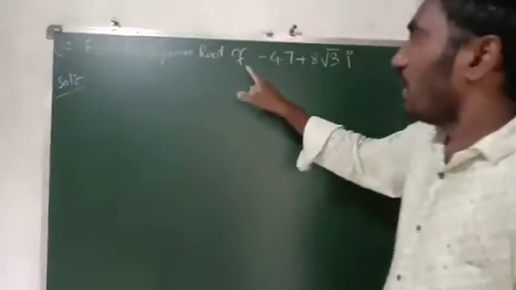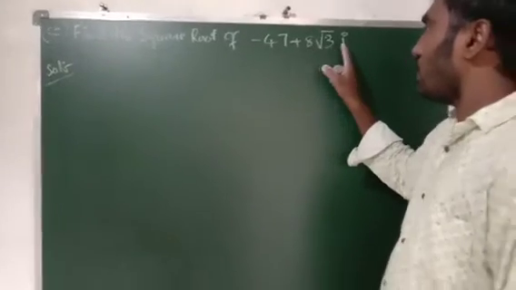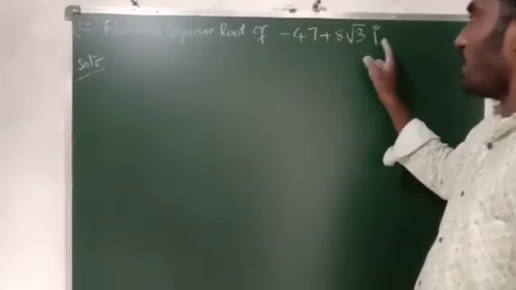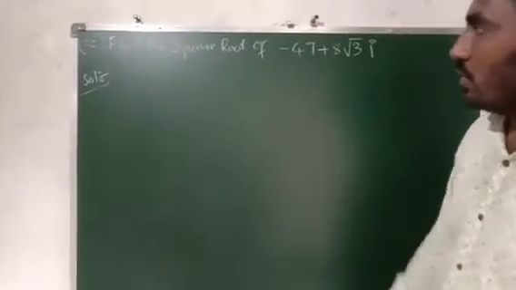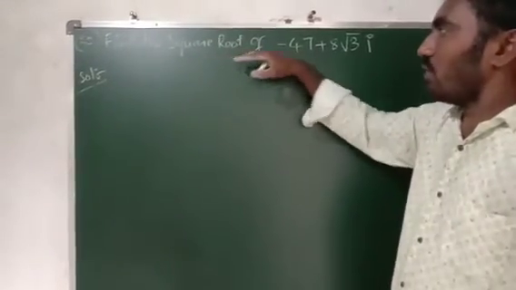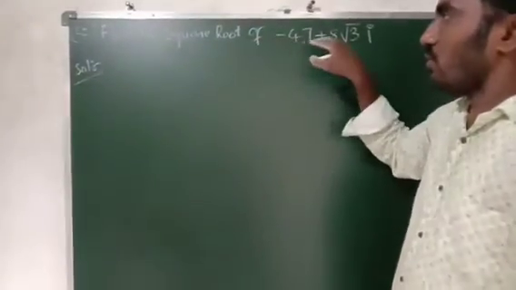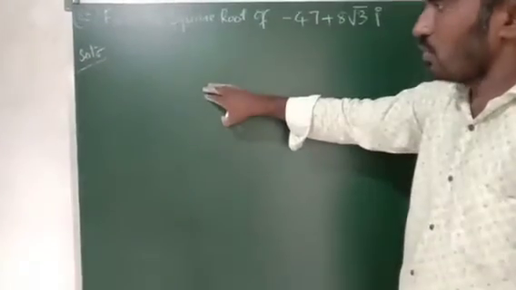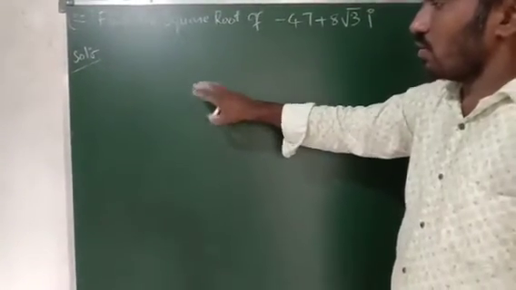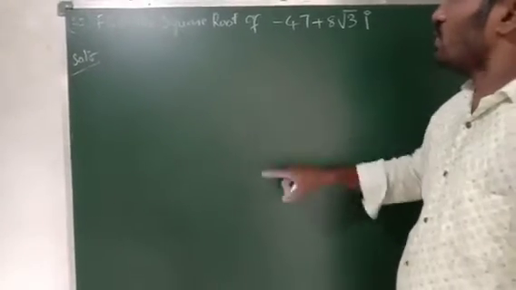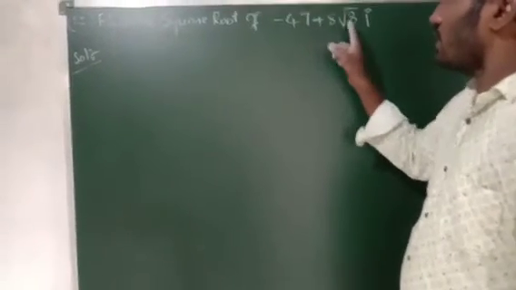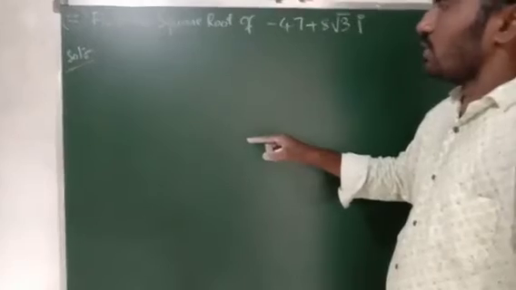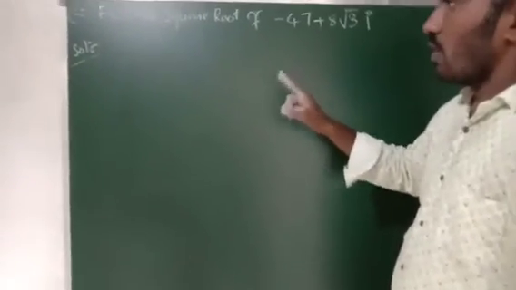Okay. The square root of minus 47 plus 8 root 3 i. So okay students, here to find the square root of a complex number, first we have to find the r value. The formula for r is under root of a square plus b square. So check the values of a and b here and then substitute in the formula.